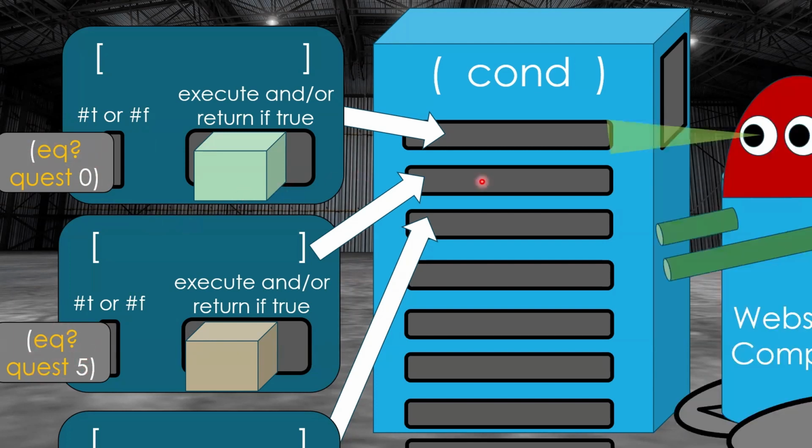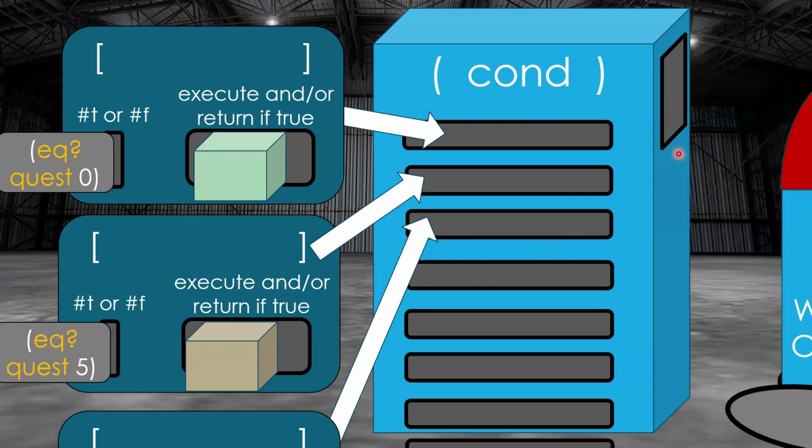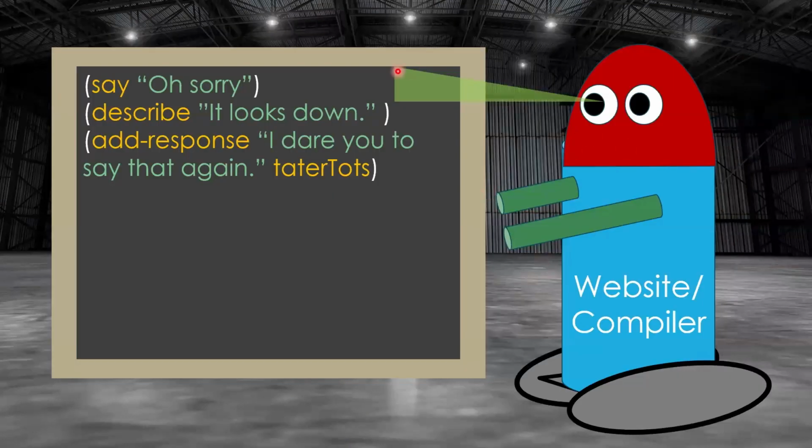And when I run the code, the compiler will come to the conditional and it will look at the first choice. In this case, is quest equal to 0? And if it's true, it will return this green box. But let's pretend this is not true and that it's actually 5. So then it will go to the second choice and it'll see if it's true, and it is. So we'll return that brown box. And then my compiler will leave conditional. It won't look at any of the other choices after that. And it'll open up that brown box and read through the code that you put in your conditional.